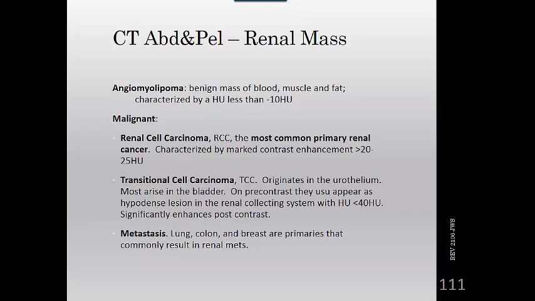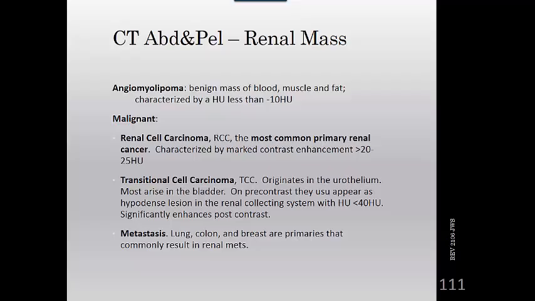After administration of contrast, a renal cyst should not enhance, but if it does, it can be a malignant tumor. Renal tumors include angiomyolipomas, which is most common. It's a benign mass of blood, muscle, and fat, and it's characterized by a Hounsfield unit of less than -10. Actually, angiomyolipoma is not malignant, but it's a mass. The malignant tumors consist of renal cell carcinoma, which is the most common primary renal cancer. It's characterized by a marked contrast enhancement of greater than 20 to 25 Hounsfield units.